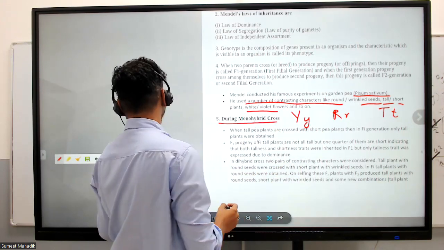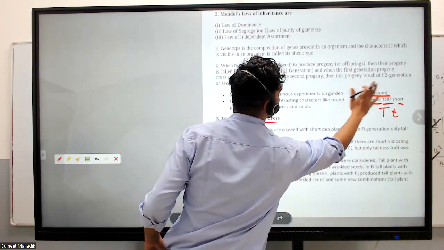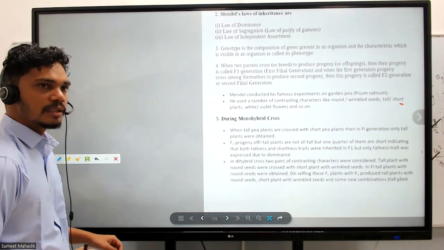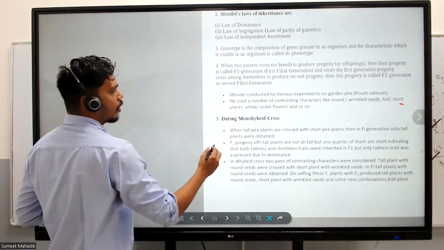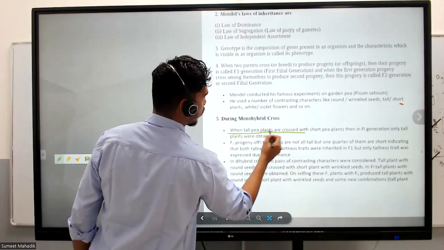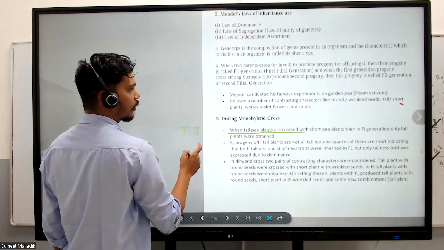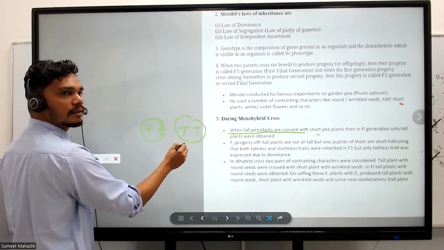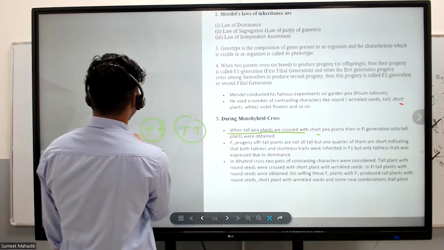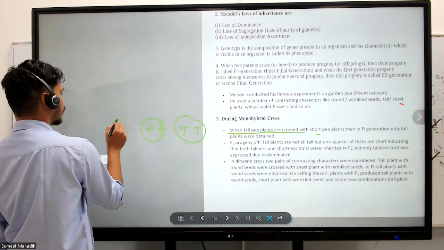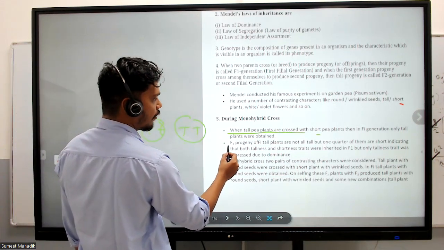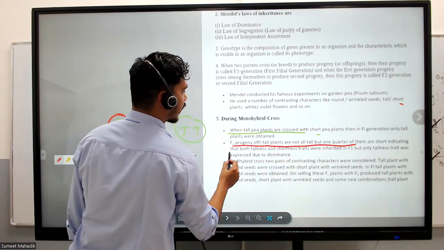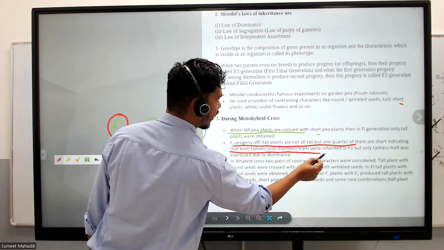During the monohybrid cross, what is a monohybrid cross? Mono means single. So when tall pea plants, TT, are crossed with short ones, we have just done this. This is the F1 generation. In the F2 progeny, the F1 plants are not all tall, but 1/4 of them are short, indicating that both tallness and shortness traits were inherited.